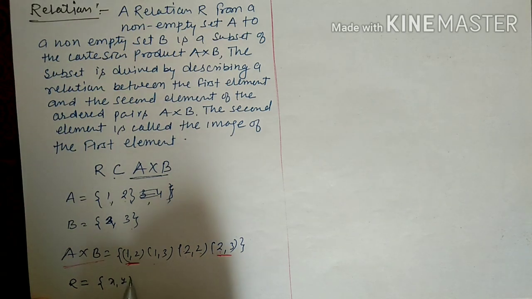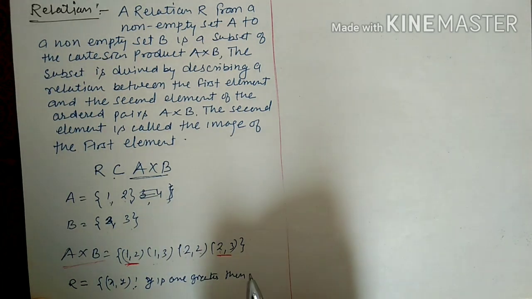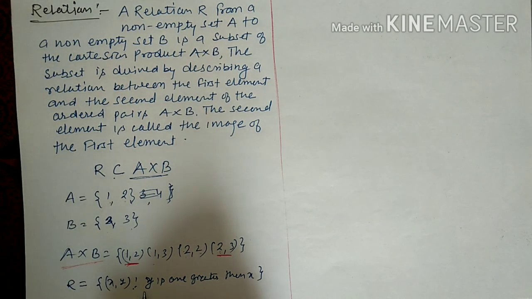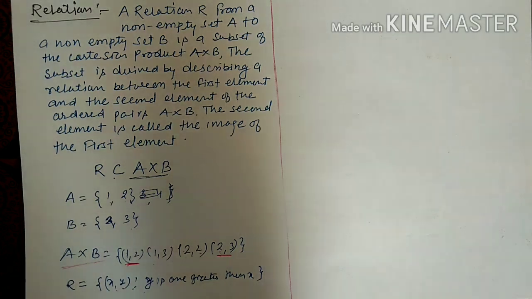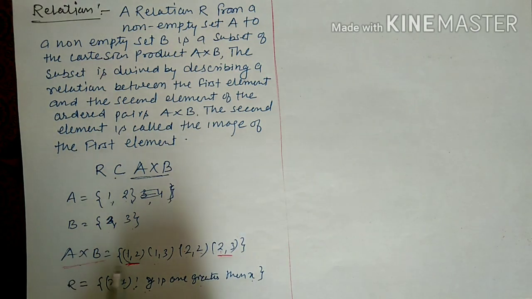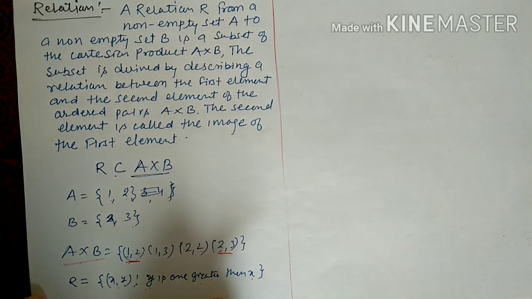(x, y). Clear? Such that y is 1 greater than x. Y is the second element. The second element is 1 greater than x. Clear? So see, the second element is 2 and the first element is 1, so 2 is 1 greater than 1. Then for (2,3), 3 is 1 greater than 2. Clear? So we have got a relation R.